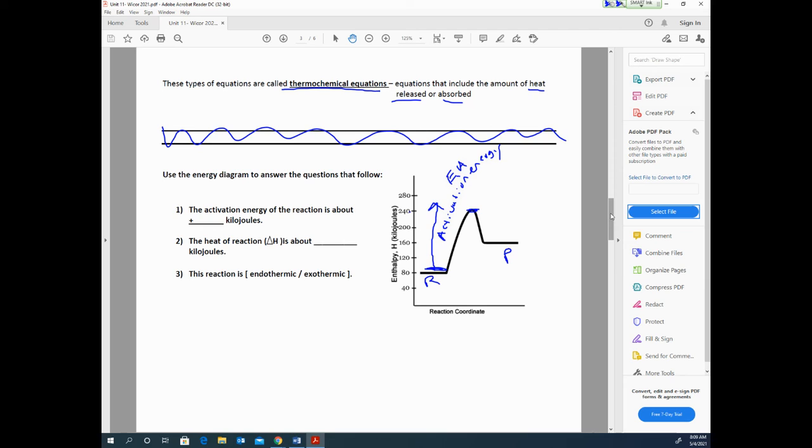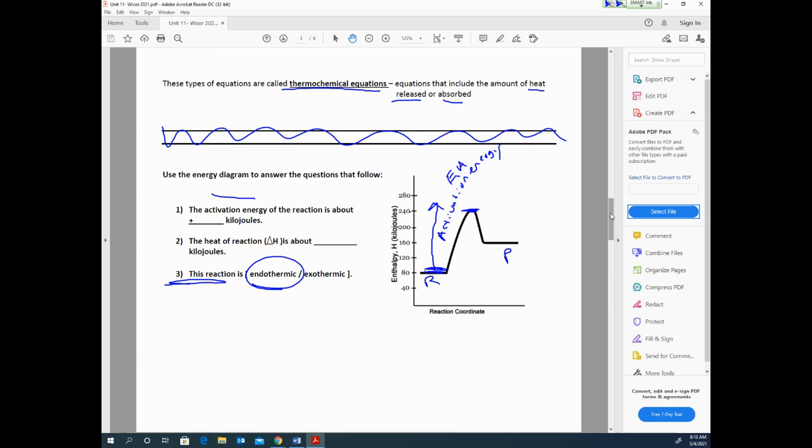So over here, I already know this question. It says this reaction is endothermic or exothermic. Well, this is absorbing a lot more energy than it's giving off. So that's an endothermic. It looks like our endothermic charts from yesterday. Now to the actual question. It says the activation energy of the reaction is about what? So I just said that. The activation energy is from where I start to where I have to get to.